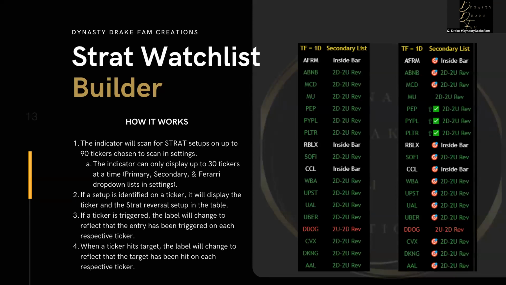McDonald's triggered, Airbnb triggered, Affirm triggered. You can see that this one went all the way through to target, right? So when the ticker hits target, the label will change to reflect that it hit target on those respective tickers. You see Datadog, it had a setup, 2 up, 2 down reversal, never triggered an entry. MU, same thing, 2 down, 2 up reversal, never triggered an entry. These here triggered entries and they hit targets.